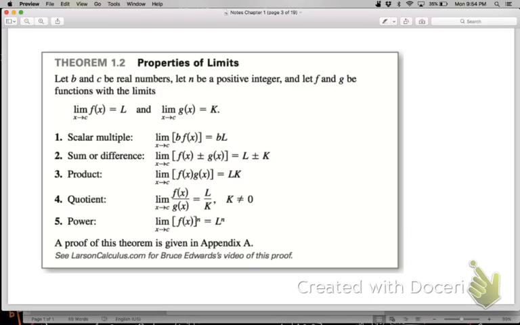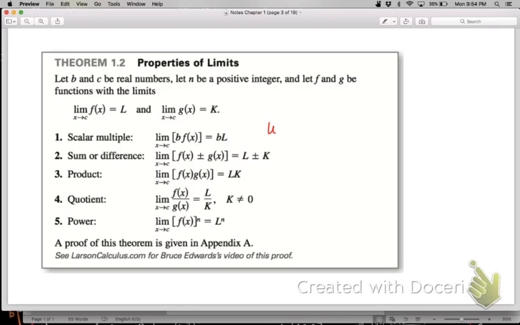So if I have some function f of x and I'm multiplying it by b, then the limit is going to be b times L, whatever the limit is if you ignore that constant. And we'll see some examples of this on the next page. But for me, that one is kind of hard to visualize.